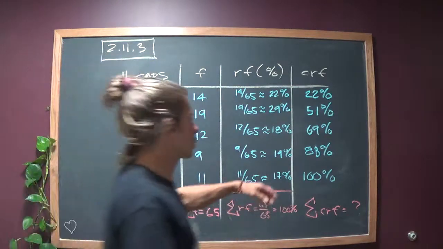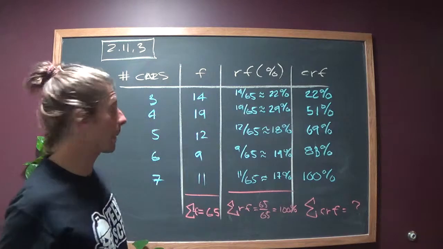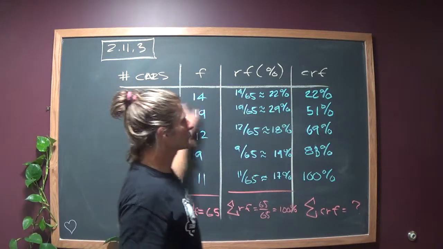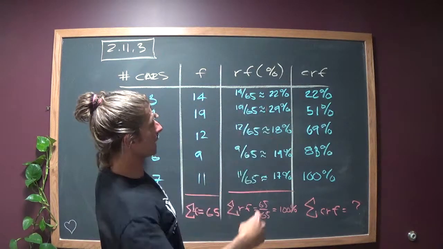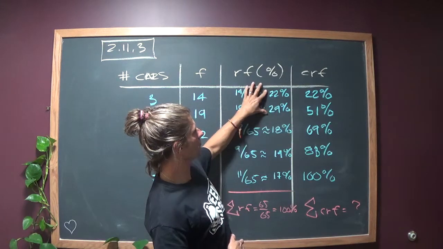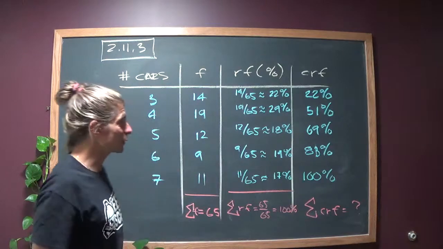And last but not least, the cumulative relative frequency column, that's just the sum of percentages as you go down. So you got 22% sold 3 cars, 51% sold 4 or fewer, and the reason that is because 29 sold 4, 22 sold 3, so altogether that's 51% sold 4 or fewer.